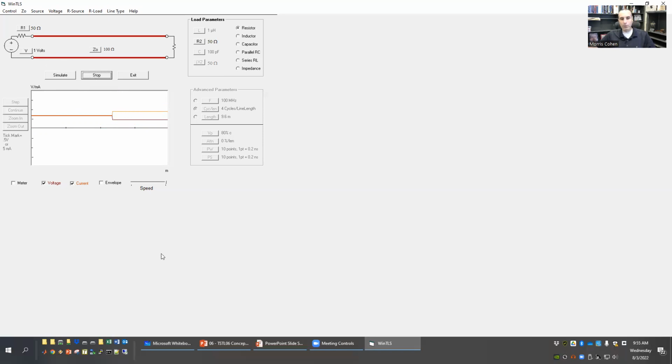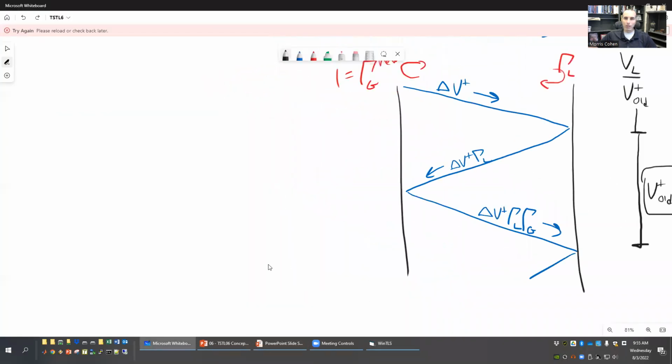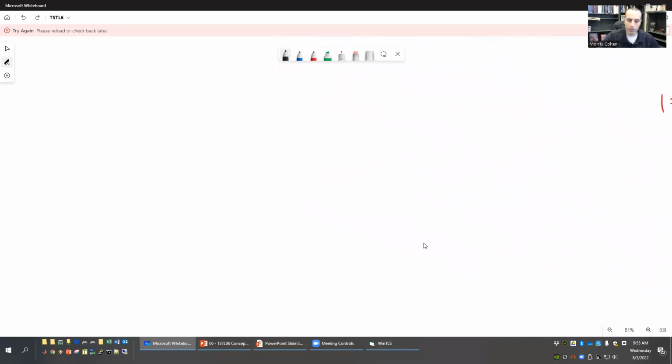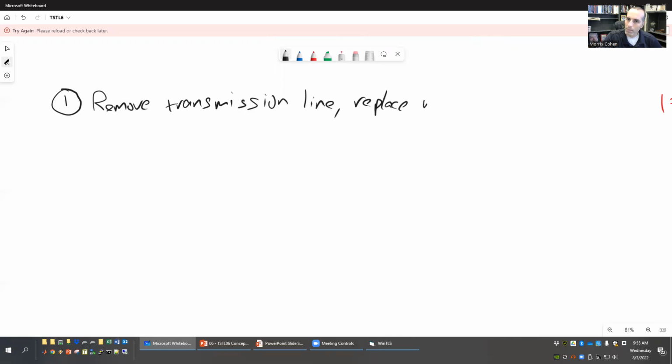All right, so let me just recap the steps to solve one of these initially charged lines. Step number one is pretend there's no transmission line, right? This is something you probably would enjoy doing anyways. Step number one is remove the transmission line and replace with 2 wires. Go back to the circuit analysis that you would have done prior to this class.